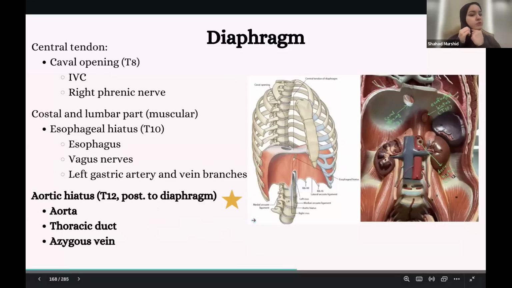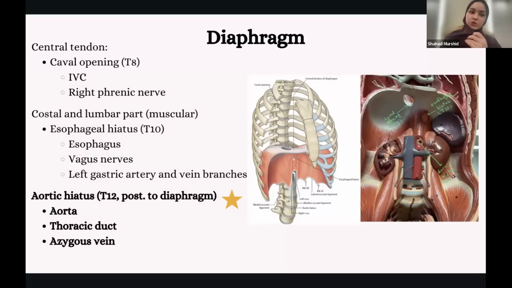Again, just to reiterate, in the central tendon you have the caval opening. The caval opening takes 2 things: the IVC and the right phrenic nerve, which we said supplies the diaphragm, as Safia said. You have to know all the contents of the opening. Most important is the IVC, but also know that the right phrenic goes with it, because they might ask you what structure goes here and what else accompanies it.